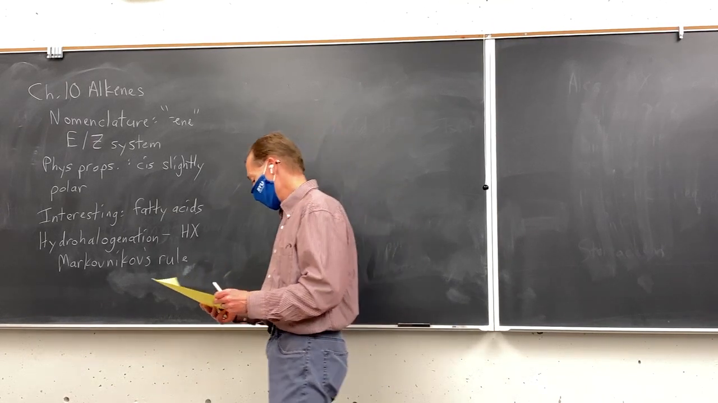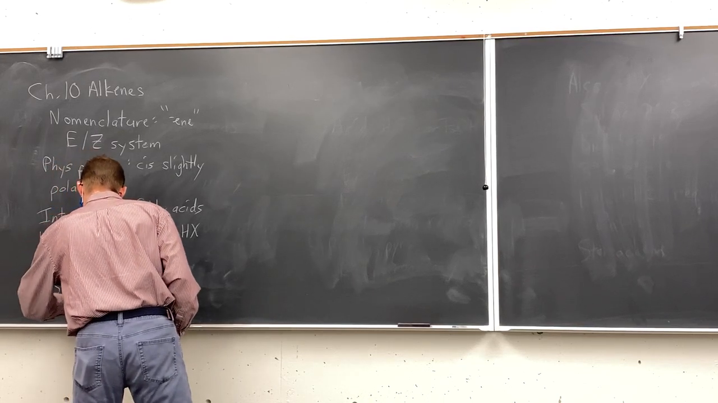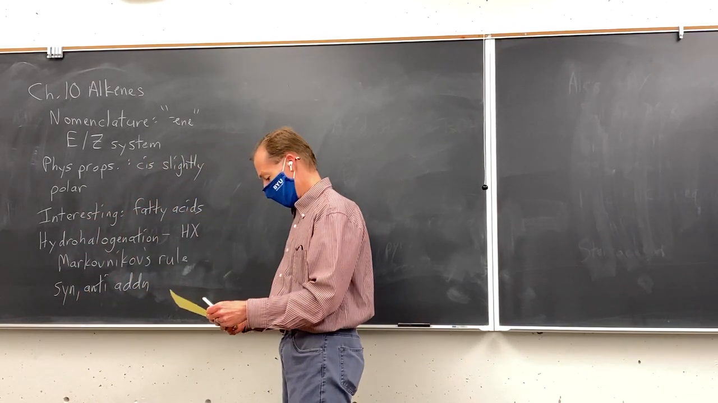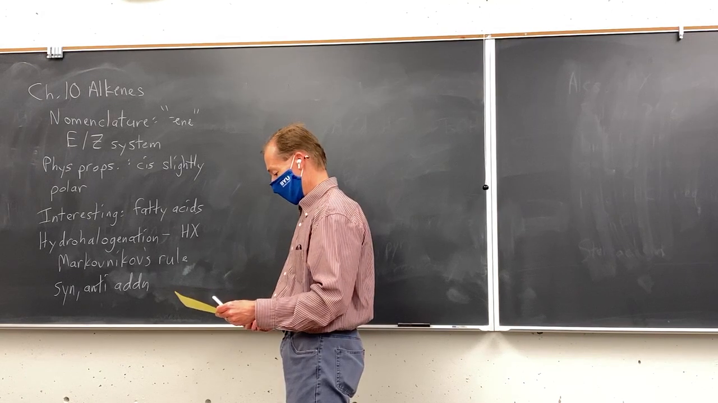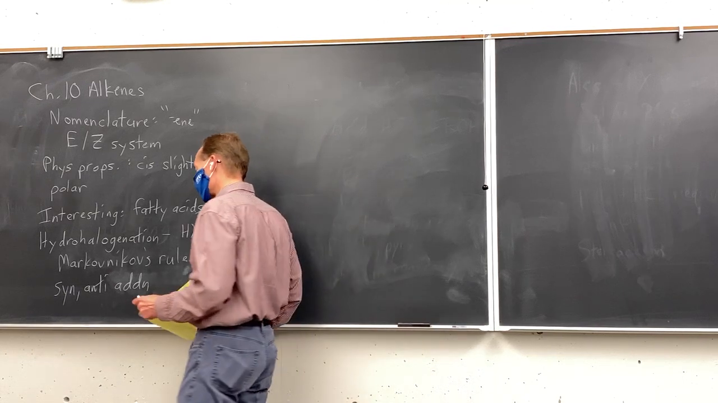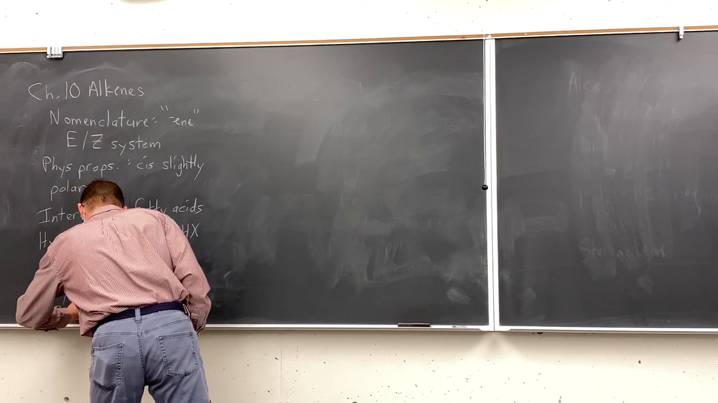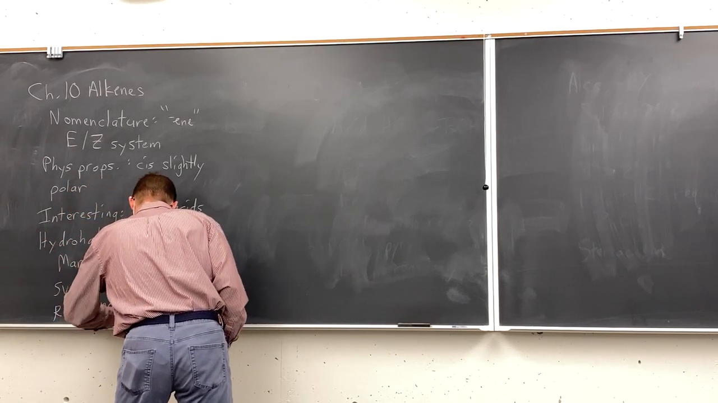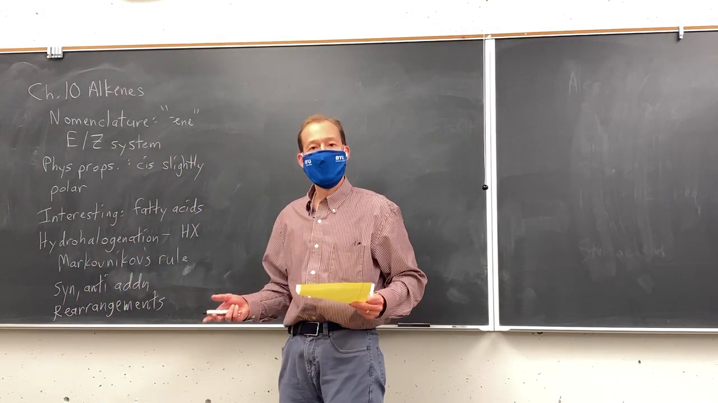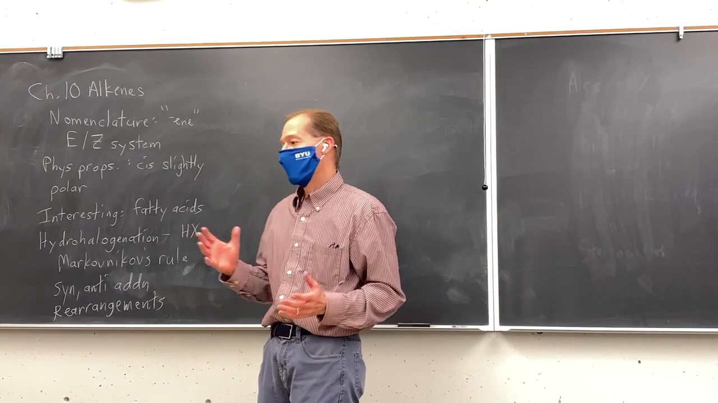And then we also learned about the stereochemistry, a mixture of syn and anti-addition. So both syn and anti-addition occur in hydrohalogenation reactions. We have a carbocation, so we can observe rearrangements in these reactions because of the carbocation. And then there was a little bit of additional information on stereochemistry that I gave you in class.